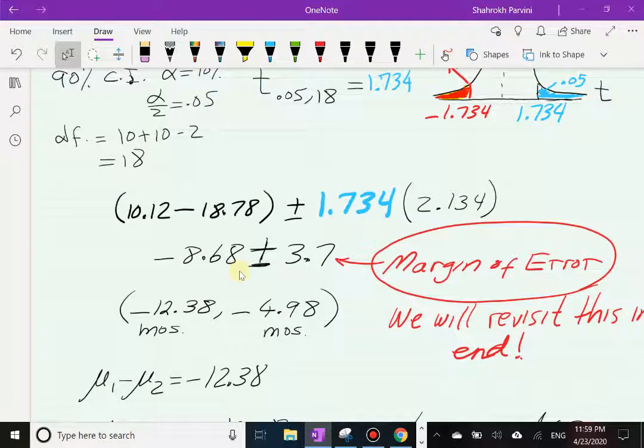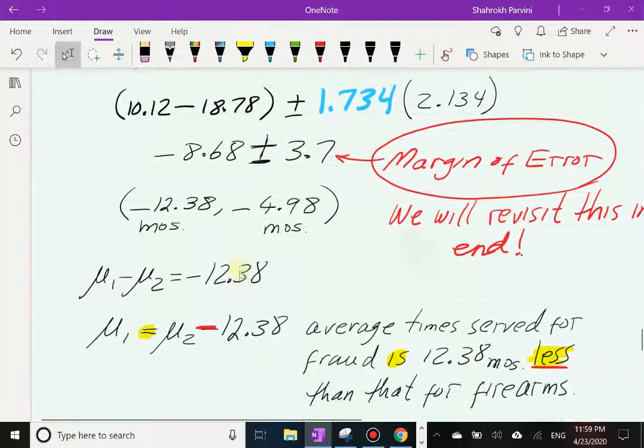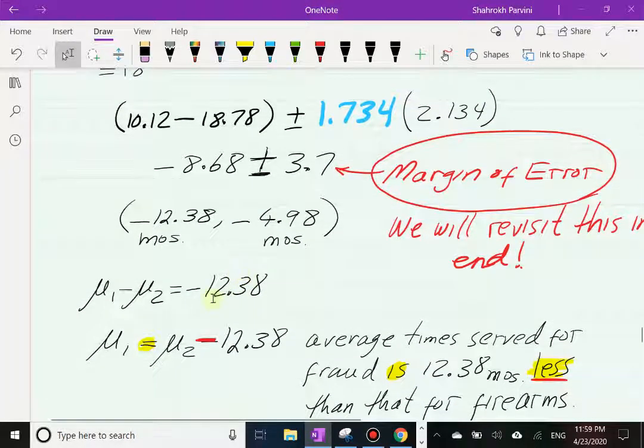And now here's how we're going to interpret this negative confidence interval. What is negative 12 to negative 5 months, almost? What does that tell me? At the lower limit of negative 12.38 months, remember that's an estimate of mu1 minus mu2. If mu1 minus mu2 is at the low end, negative 12.38, then here I move mu2 to the other side, and mu1 is mu2 minus 12.38.